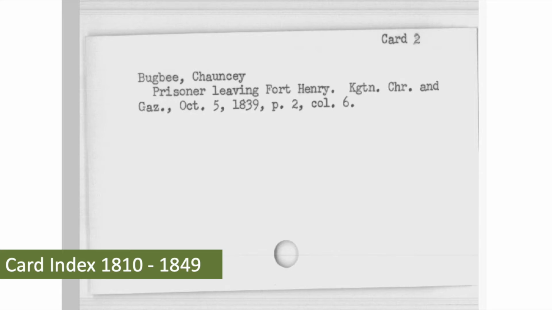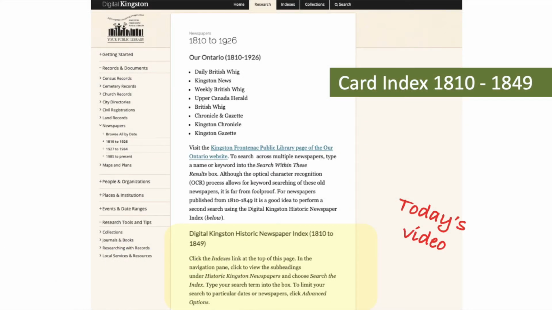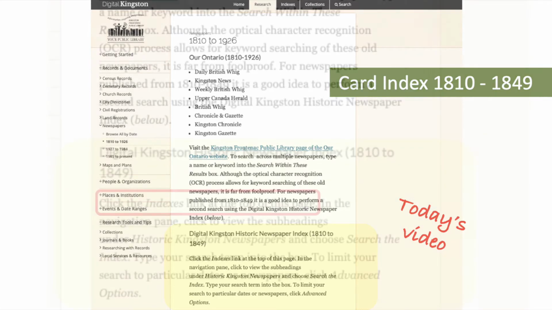Longtime visitors to the Central Branch may remember this card file, which used to occupy a back wall near the microfilm reader. Since then, every card has been scanned and digitized into a database, and now you can browse and search the cards from home through the Digital Kingston site. This little paragraph tells you how.